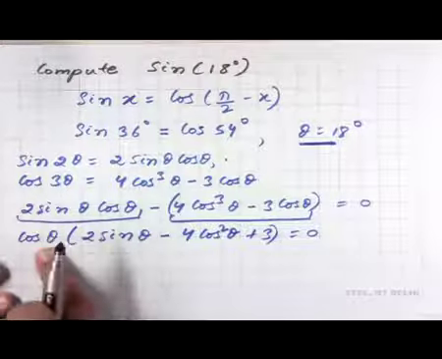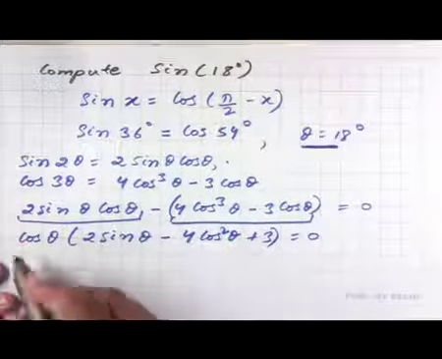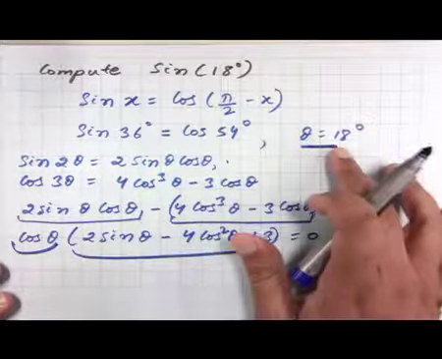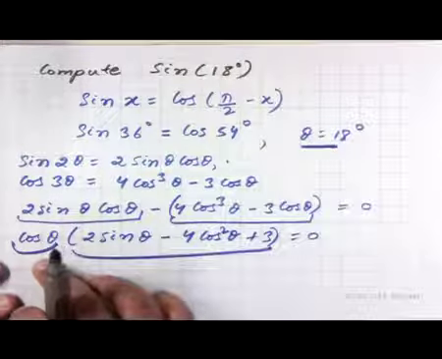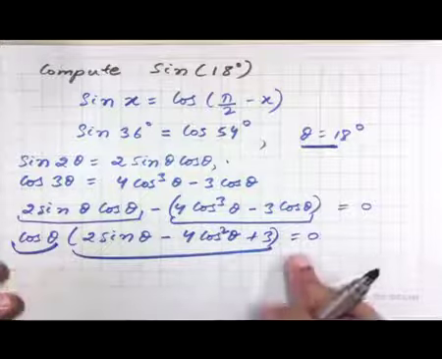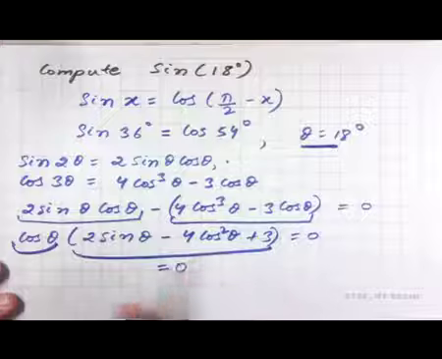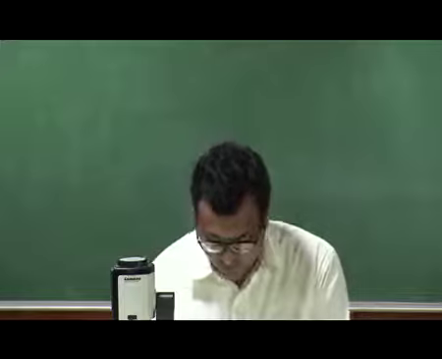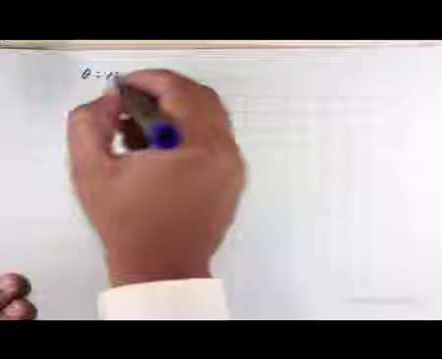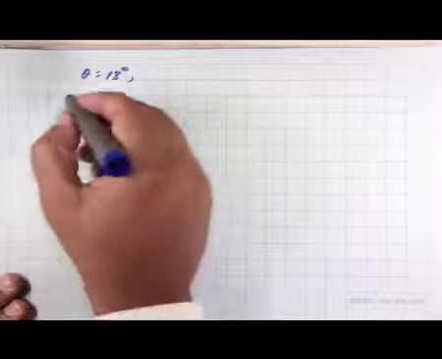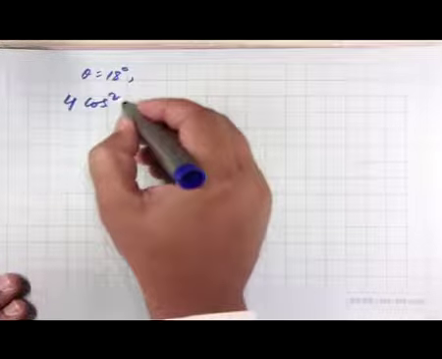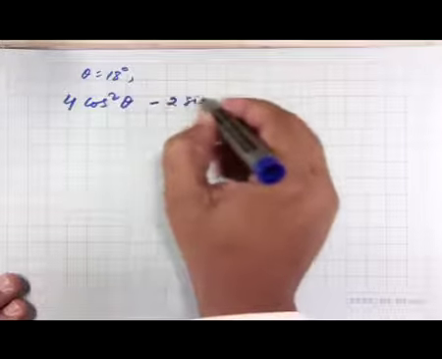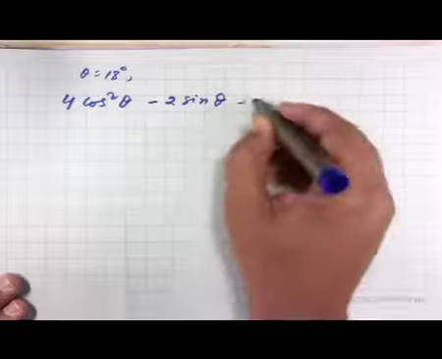But the possible solution here is that either this term is 0 or this term is 0. But for theta equal to 18 degrees, we know that cos of 18 degrees is not equal to 0. Therefore, the only way this equation can be satisfied is if this term is equal to 0. That is, for theta equal to 18 degrees, this equation is satisfied: 4 cos square theta minus 2 sin theta minus 3 equals 0.